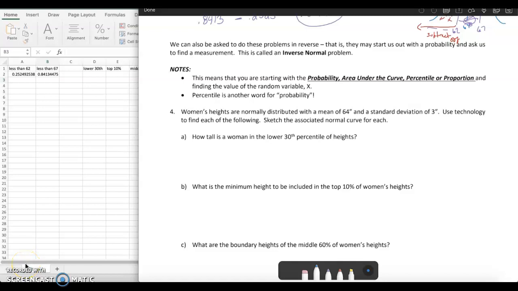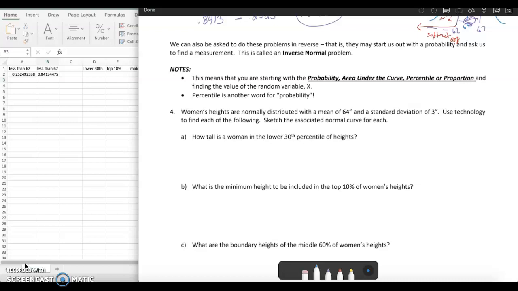We can also be asked to do these normal probability problems in reverse, and that is they may start with the probability or the shaded area and ask you to find the measurement or the value of the random variable. This is called an inverse normal problem. So again, as a reminder, this means you are starting with the probability, area under the curve, percentile or proportion, and you're finding the value of that random variable. Percentile is another word for probability.